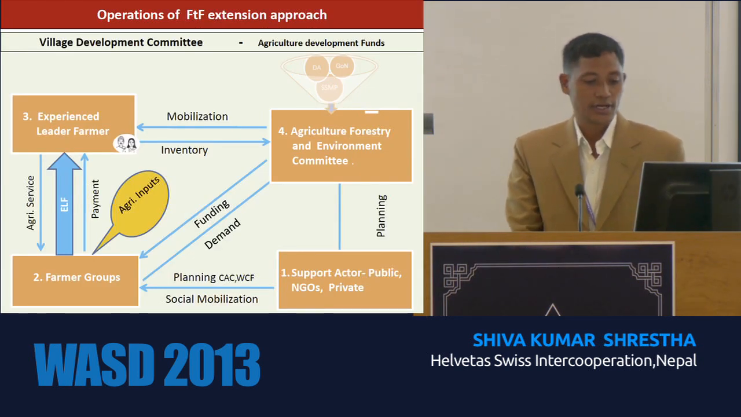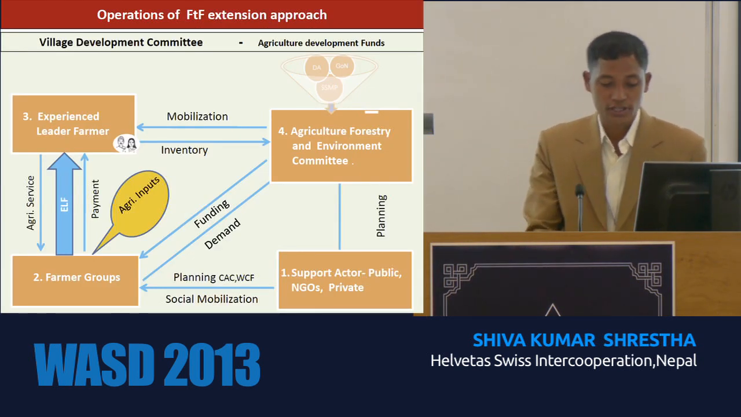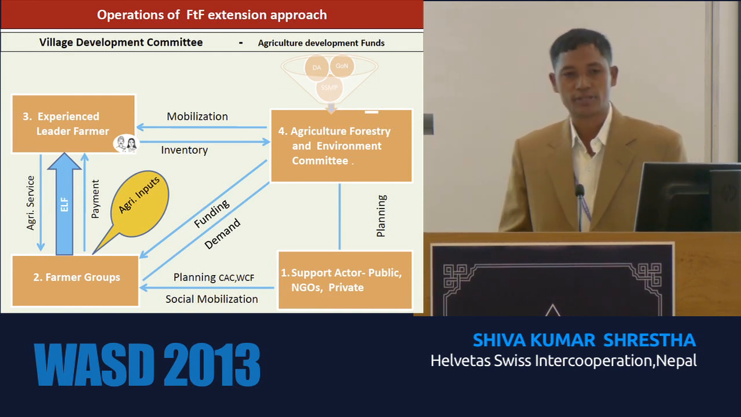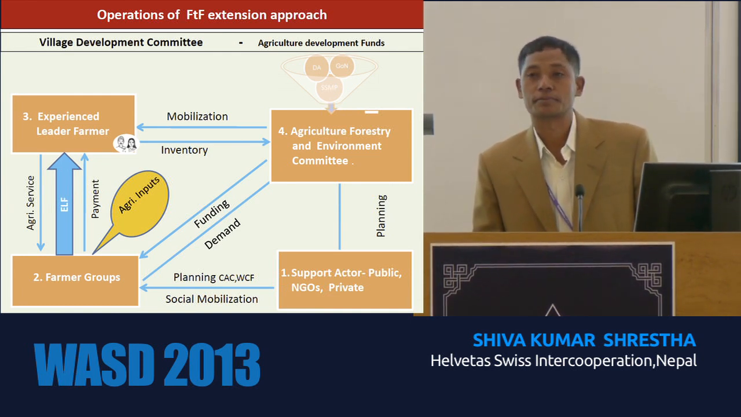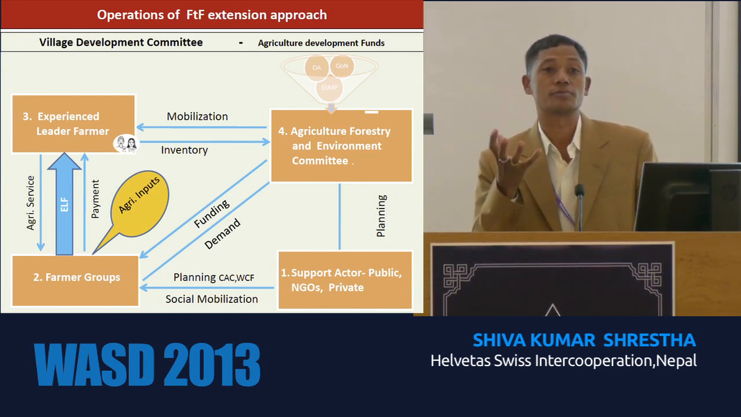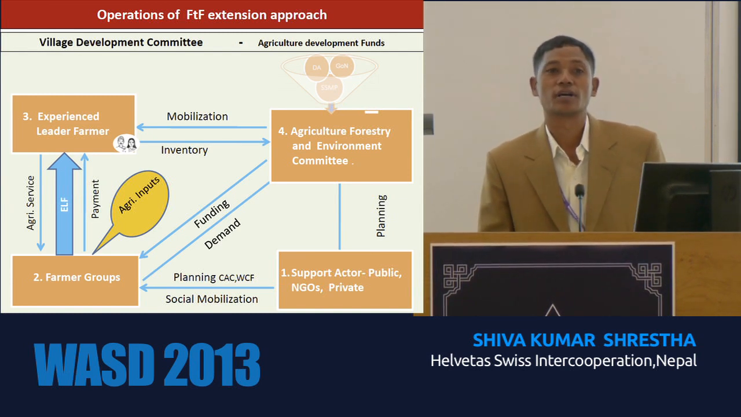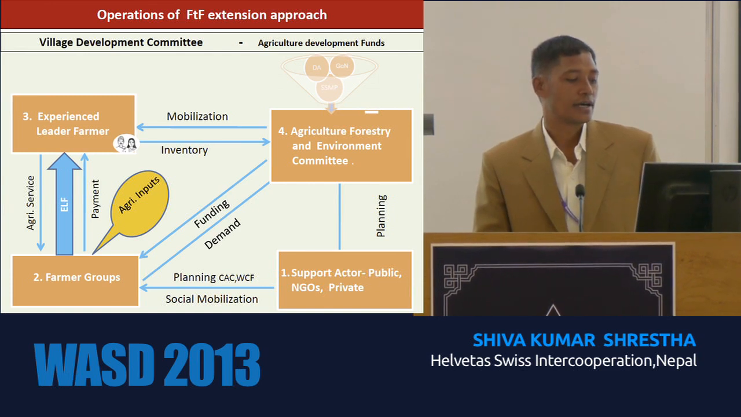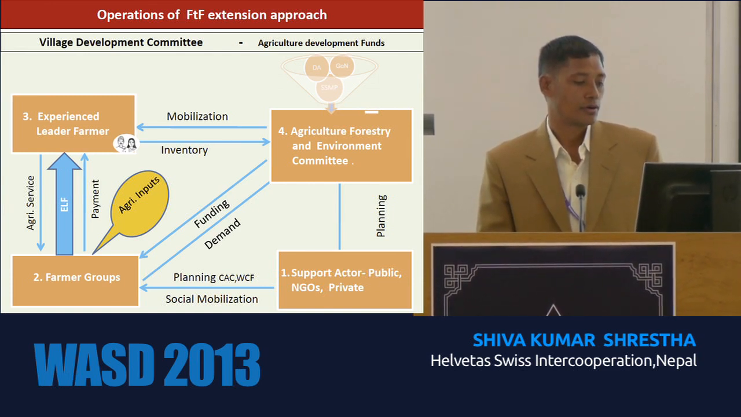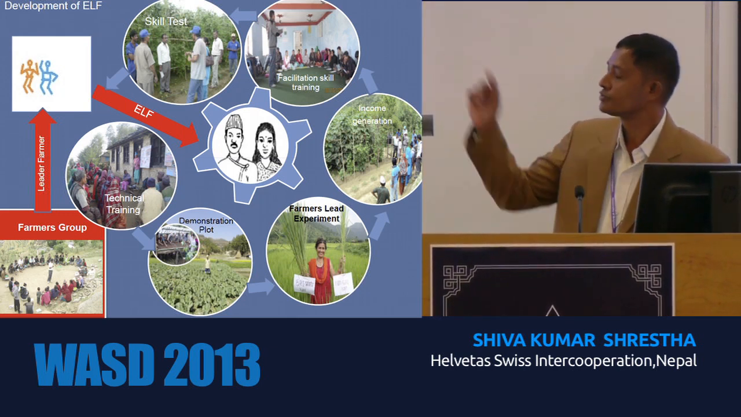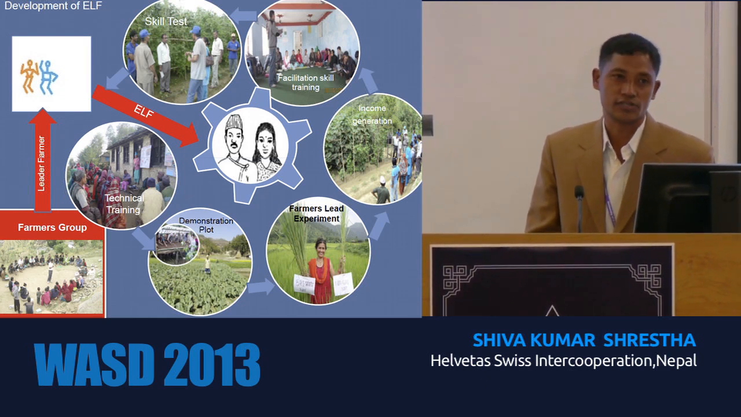And if you see the approach, as I mentioned, there are a lot of private sector, public sector, and government organizations working in the agriculture sector, and they will develop through the process of social mobilization. They will form groups at the community level, and among the group members, there are certain farmers who are really lead farmers. And they will train one or two farmers.